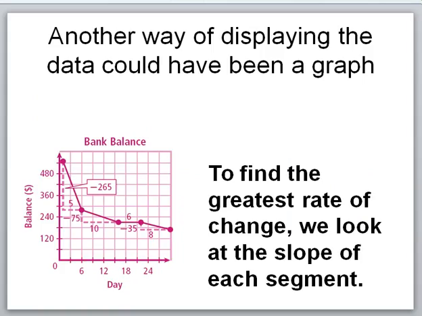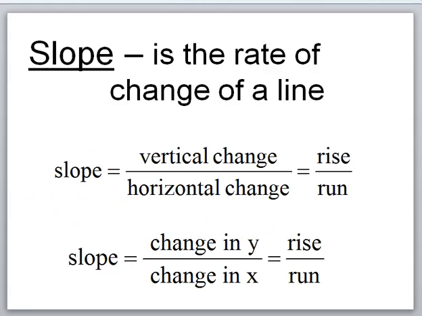Another way you can display data is by looking at the graph, and what we can do to find out where the greatest change occurs is to look for the steepest slope. So right here I can tell the greatest change is taking place because it has the steepest slope. And now I'm starting to use that word slope.